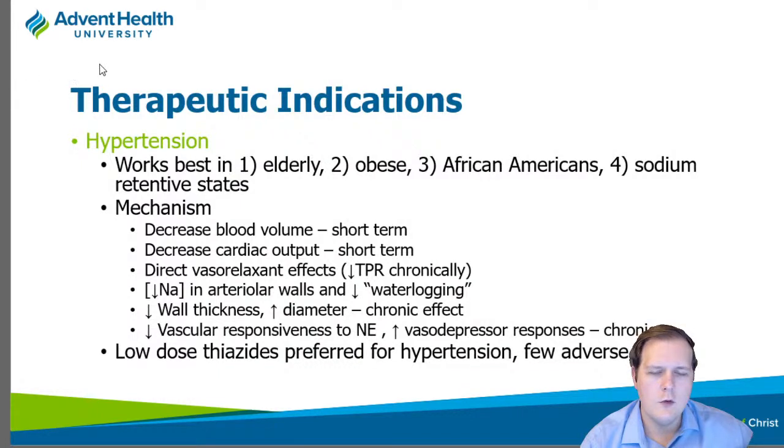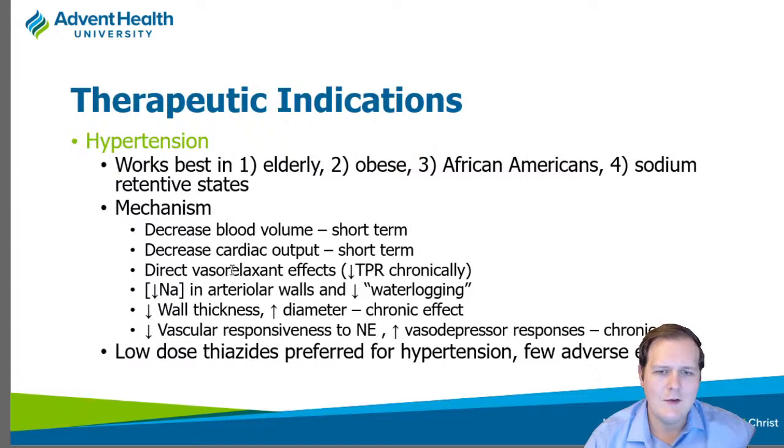Okay, so looking at thiazides and their use for hypertension, this is great because they work well in elderly patients, they work well in obese patients, they work well in black patients and those that are in sodium retentive states, okay? And so you're like, well, loop diuretics got rid of more fluid, but they're worse antihypertensive medications than thiazides. So what's the difference with the thiazide, right? A couple of things, and it has to do with their chronic effects.